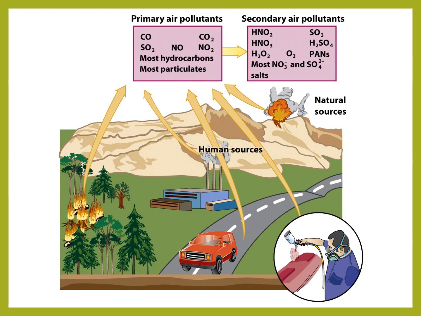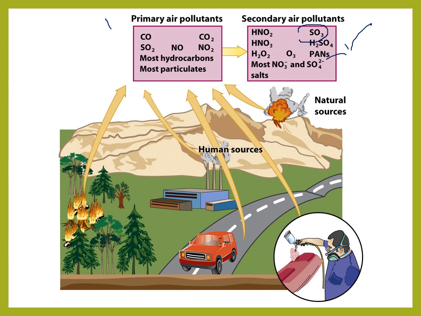So here in this figure you can see the different primary air pollutants. This CO, CO2, SO2, NO, NO2, most of the hydrocarbons and most of the particulates are generally termed as primary air pollutants. And secondary air pollutants basically result in the environment due to reaction between the primary air pollutants and other air pollutants. Suppose this SO2 reacts with oxygen, then it will be converted into SO3. This H2SO4 is generally termed as acid rain. So SO2 converting into SO3 and reacting with water will result in H2SO4. So some chemical reaction takes place, and that results in our secondary air pollutant.